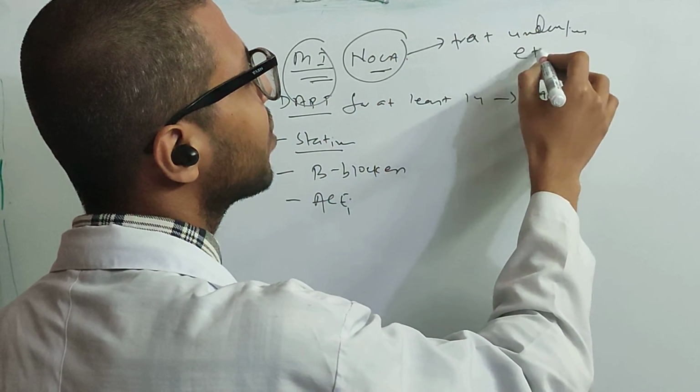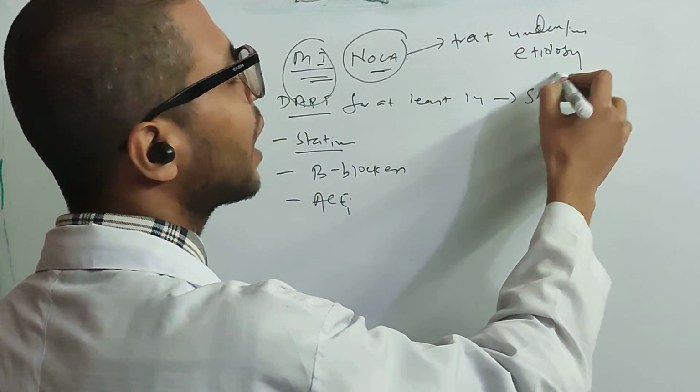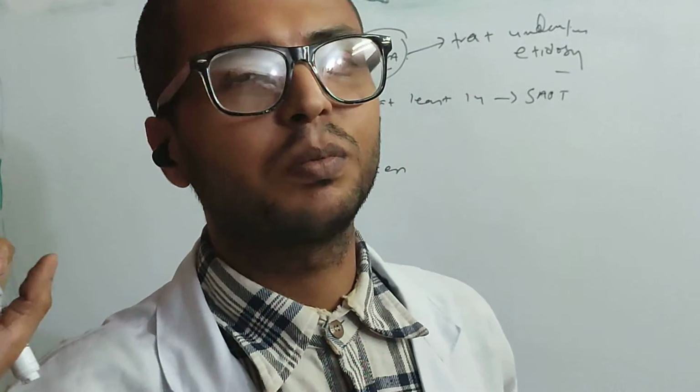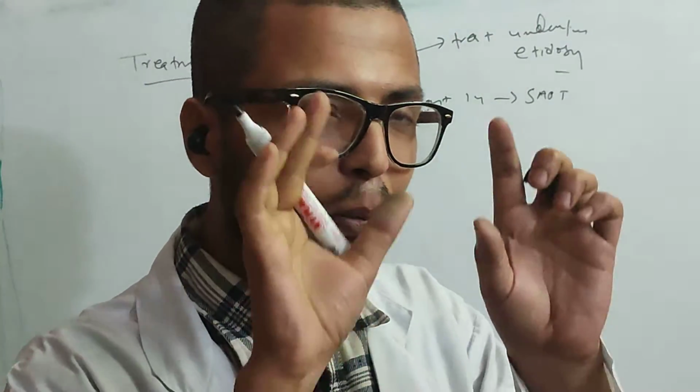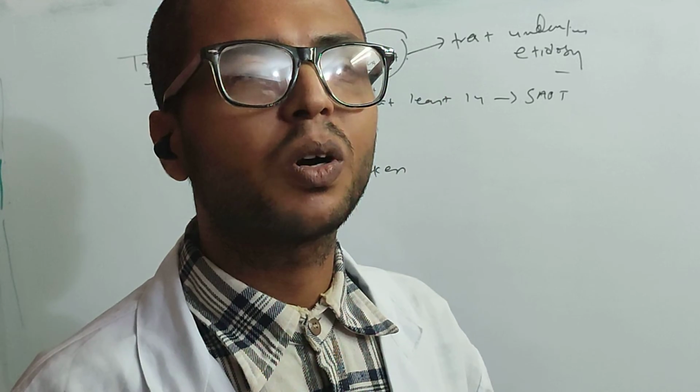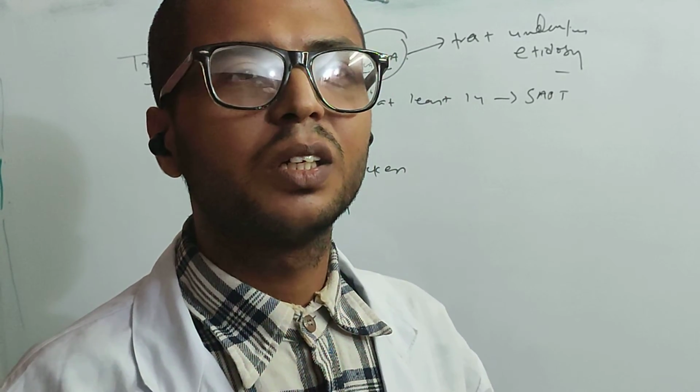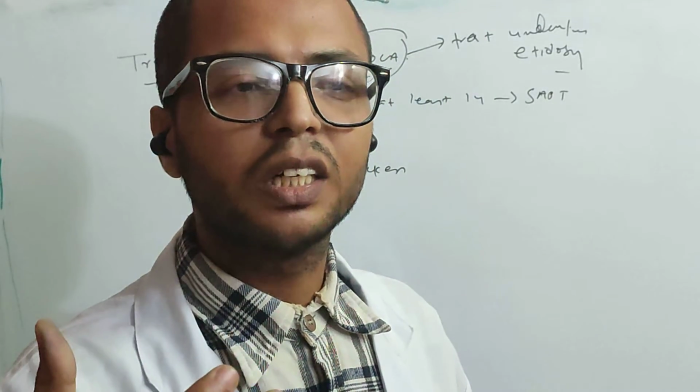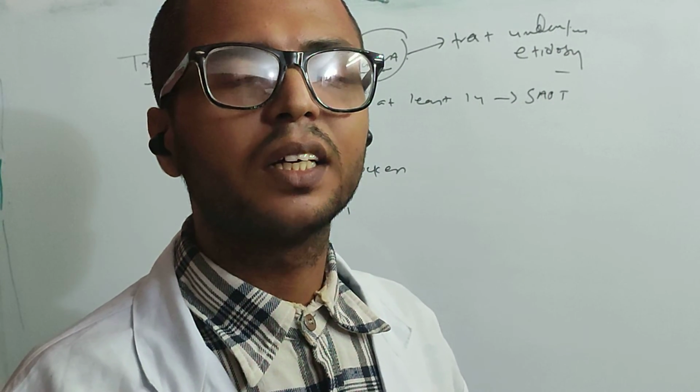Treat the underlying etiology of MINOCA. For example, if there is vasospasm, I told you that you have to give vasodilators, calcium channel blockers, and nitrates to prevent further episodes of MINOCA.